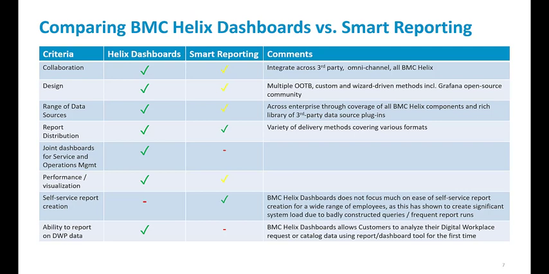There is a range of data sources: SQL Server, PostgreSQL, MySQL. The report distribution is via CSV, JSON, and JSON API. The report distribution can also be externally sent. Grafana is a proven technology for scale and performance. And finally, the ability to report on digital workplace data allows customers to analyze their digital workplace catalog data using the dashboards.